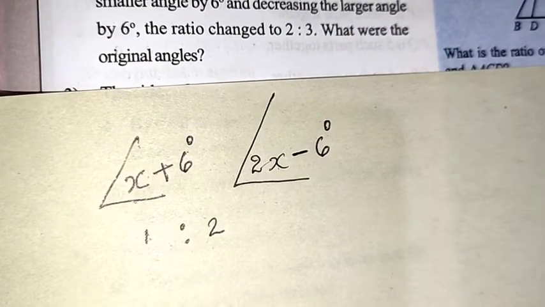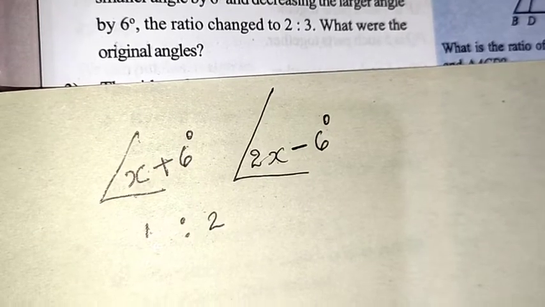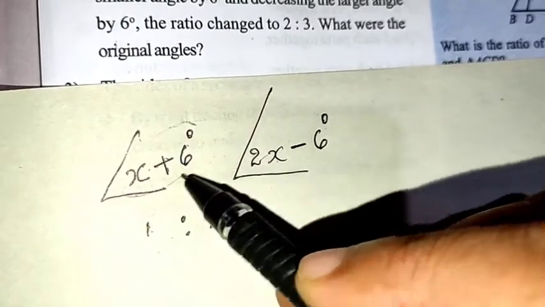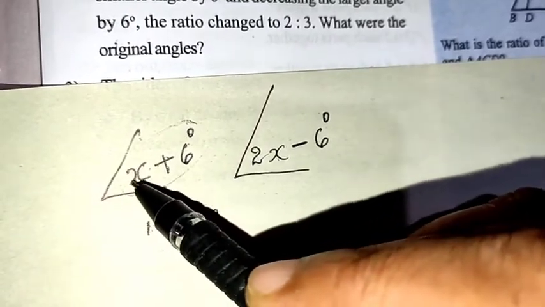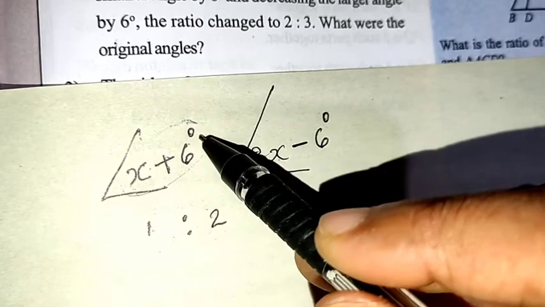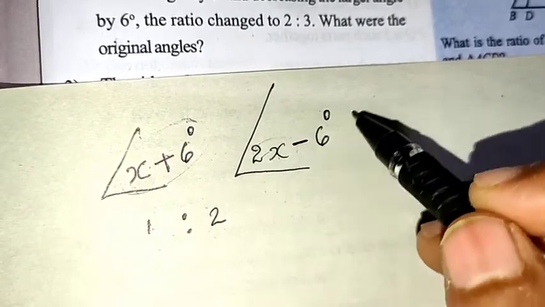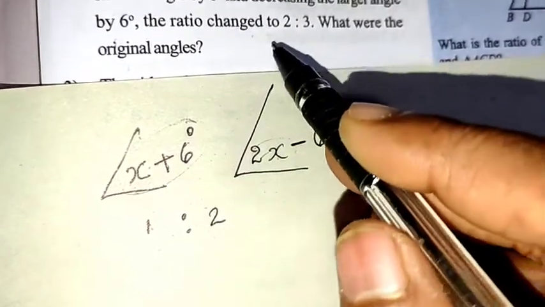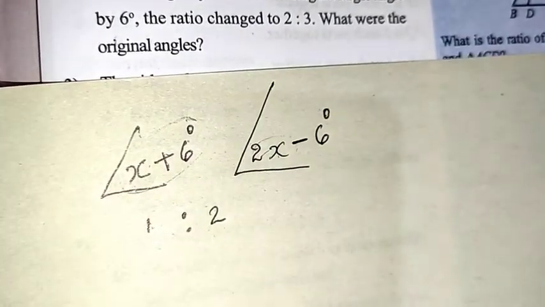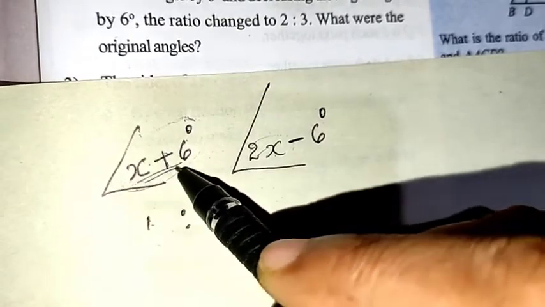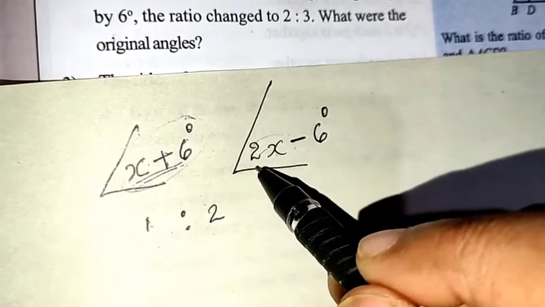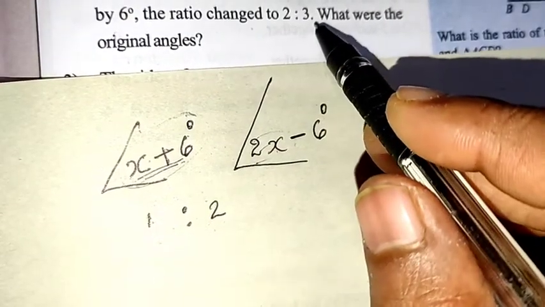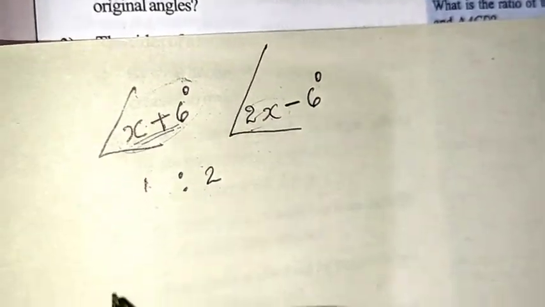Then the ratio is changed to 2:3. So the new angles are: the smaller one is increased by 6 degree and the larger one is decreased by 6 degree. Then their ratio is 2:3. That means the ratio of x plus 6 and 2x minus 6 is 2:3. So write that equation.